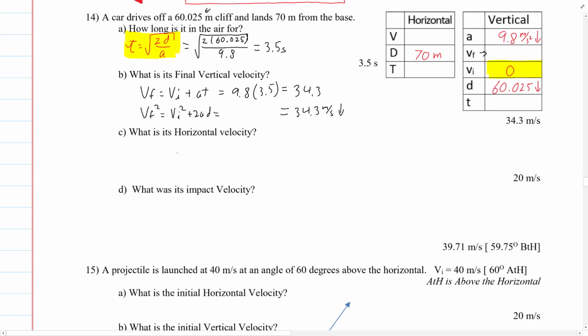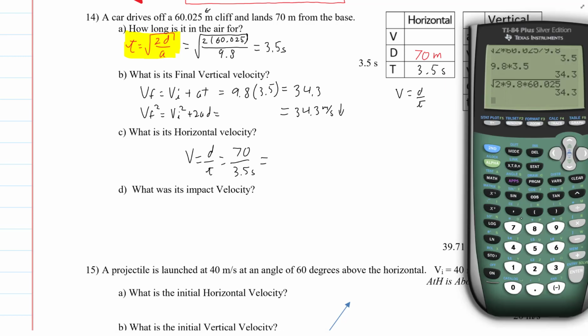What's the horizontal speed? It took 3.5 seconds, and this is 34.3 down. The speed, V is equal to D over T. The distance it traveled is 70 in 3.5 seconds. I think that's about 20. 70 divided by 3.5. 20 meters per second.